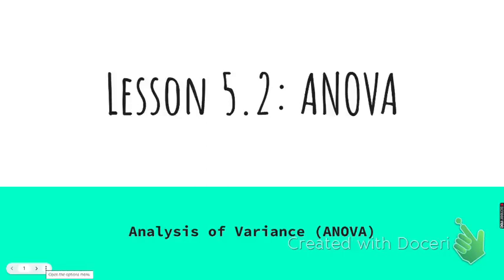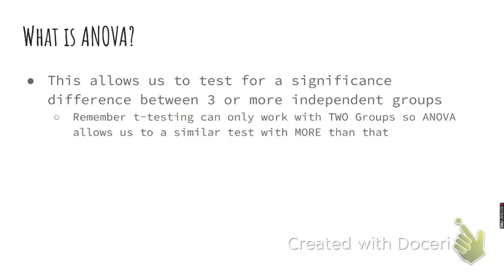All right, guys, so this is the second lesson in Chapter 5. It's over something called ANOVA, and ANOVA is just an acronym for Analysis of Variance. So what is an ANOVA? This basically is the same thing as a t-test, but we can only t-test between two groups. So ANOVA allows us to test if there's 3 or more groups. Like in t-test, we had male and female, or juniors and seniors. An ANOVA can be 3 or more groups.